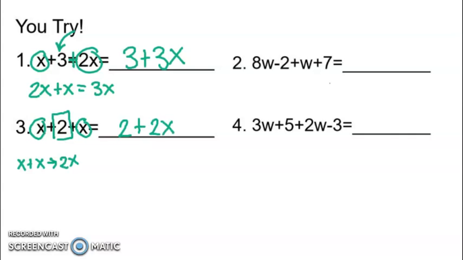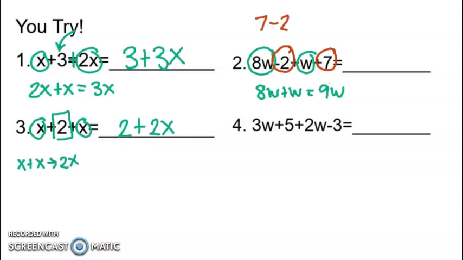In this expression, I have an 8w and a w. I can add those together and do 8w plus w to get 9w. Now, notice that in this expression, I have two constant terms, a -2 and a 7. I can combine them by doing 7 minus 2, and that's going to get me a 5. When I rewrite my expression, I end up with 9w plus 5.